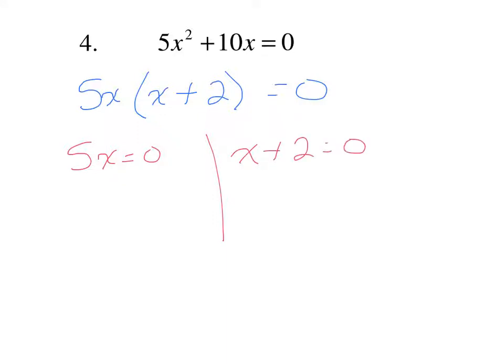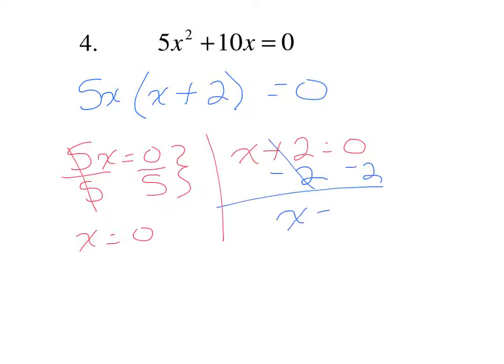= 0. So to solve for x here, we need to divide by 5. Well, 0 divided by 5 is still 0, so x = 0. To solve for x over here, we're going to subtract 2. So x = −2. And our solution set is then x = 0 and −2.